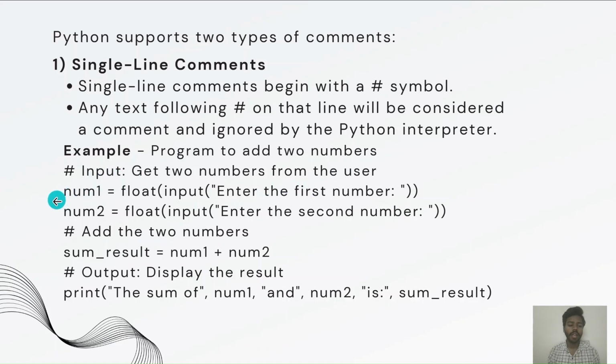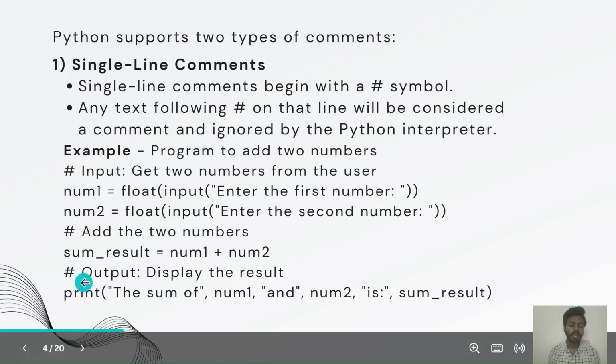Now after that we get numbers from the user. Then again we initialize a comment, add the two numbers and perform our addition operation. Then at last we again comment like output and display the result. So how do we display the result? We use the print function to display our addition result between two numbers, right?